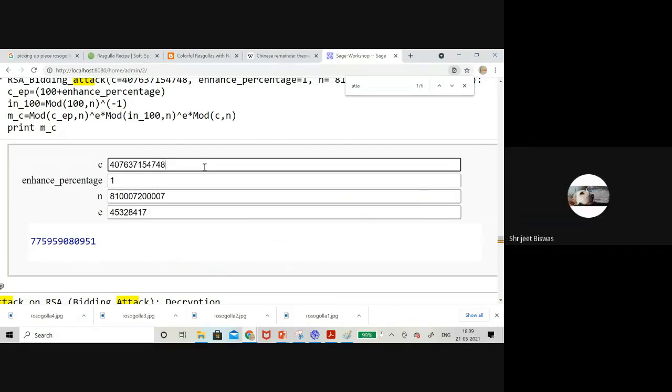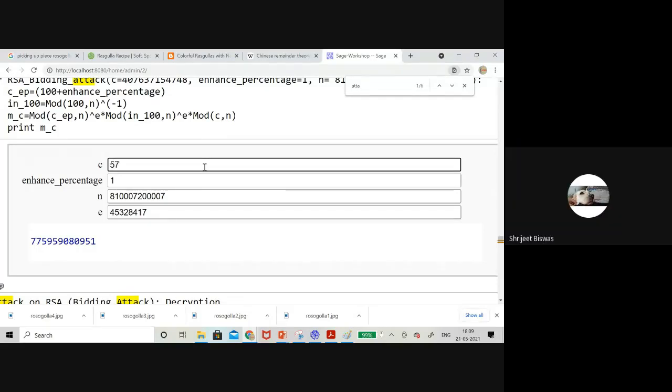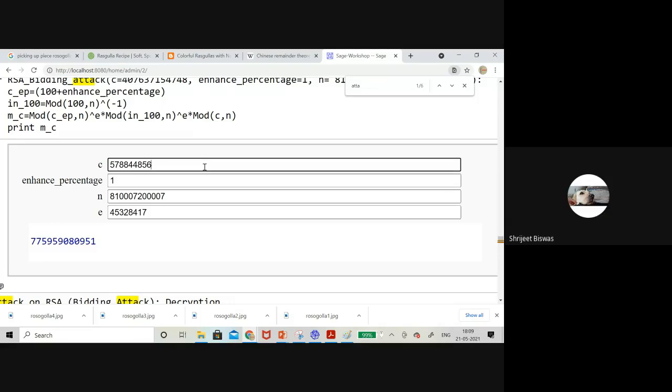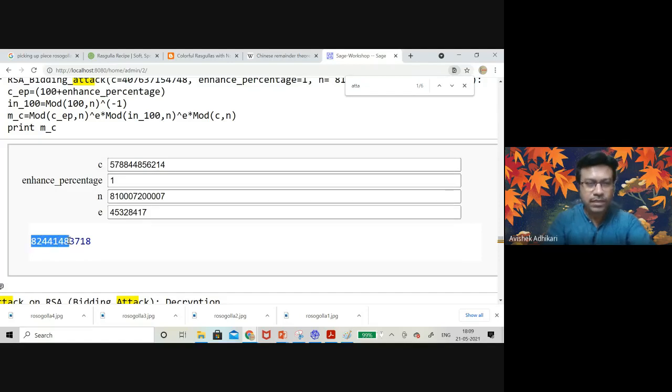5788, 88, 44, 44, 856, 214. Okay. So this is your ciphertext and this is my ciphertext. Can you please decrypt this ciphertext?